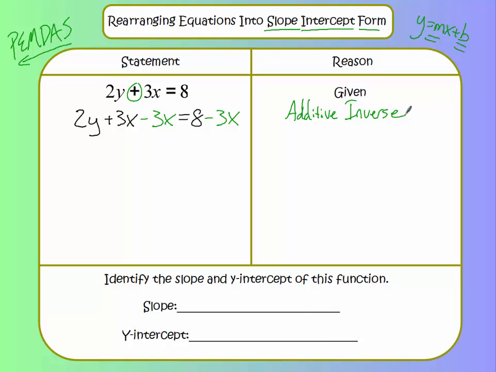Okay, that's the reason. Remember, the statement is the math part, the reason is the words, okay? The next thing I would do is write this out now and just say, well, let's see, 2y plus 3x. This 3x minus 3x is going to be 0. So now I just have 2y on this side. And on the other side, I have this 8 minus 3x. I can't combine those. They're not like terms. Okay, maybe I would say I simplified.